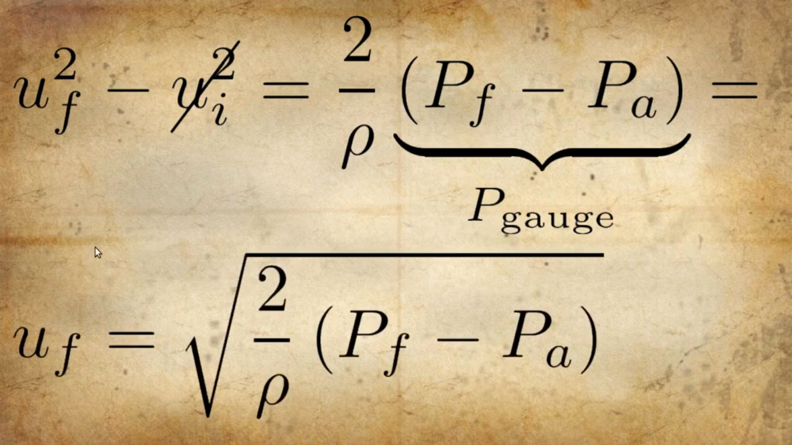So what we can do, taking the square root of both sides and noting that the rocket starts at speed 0, so the flow rate of water out of it is also 0, the final speed is just going to be, take the square root of both sides, and we see it's the square root of 2 over the density times the gauge pressure. So that's pretty simple.